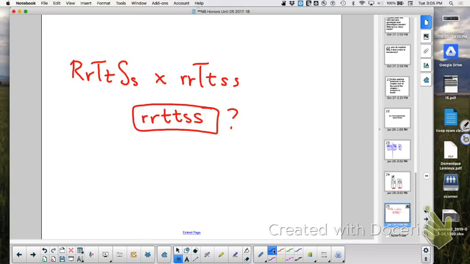Do you have it? Big R, big T, big S, little s. Heterozygotes all the way across. With little r, big T, little s, little s. Okay, don't solve it out loud where everybody can hear you, or even your neighbor can hear you, because it's annoying. Everybody wants a chance to do it, so don't do it out loud, okay?